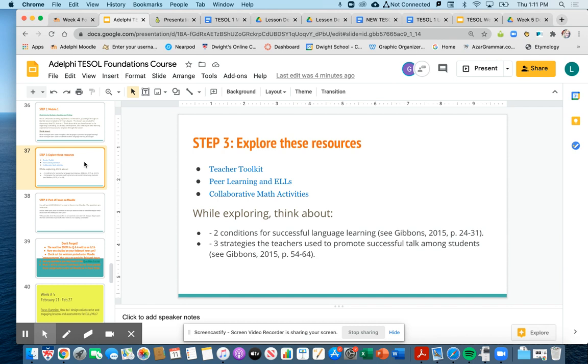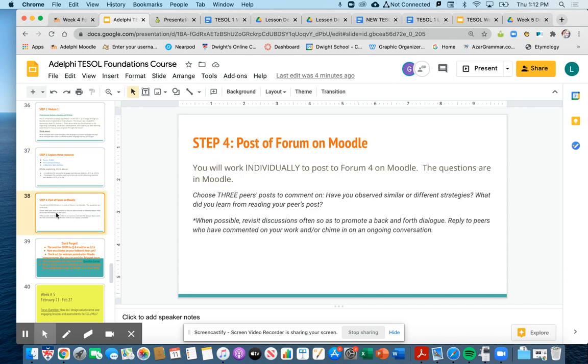We've included some math activities. I know we have some math teachers in our class. And again, some ideas to think about as you explore, because then the last thing you'll do for week 4 is a forum post in Moodle.